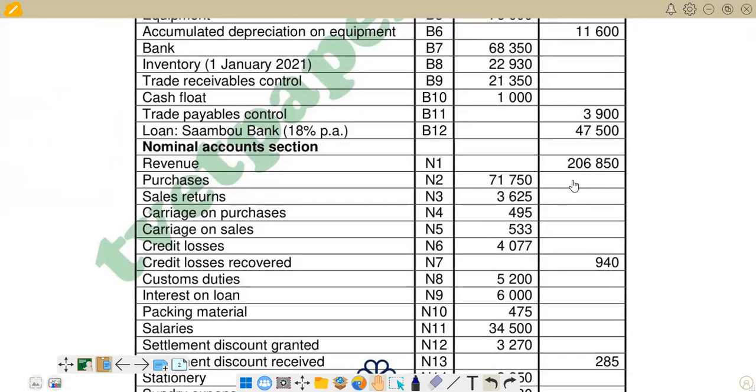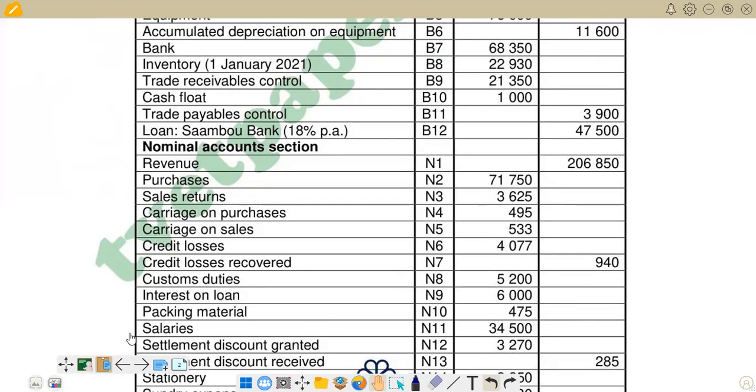Then we check if there are other adjustments that are going to affect sales. You go down with the figures that you are given there, and you'd see that you also have a settlement discount granted of 3,270. So we also need to subtract this one. Remember, settlement discount granted is a discount given to customers who have paid their amounts due early. So we subtract it from the figure for revenue to get the net figure. Basically, we say 206,850, subtract our sales returns of 3,625, then subtract again the settlement discount granted, which is 3,270.